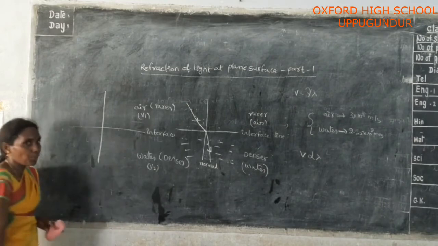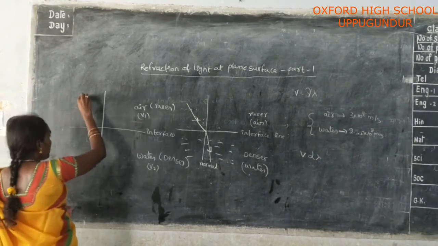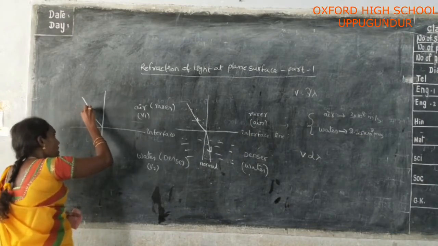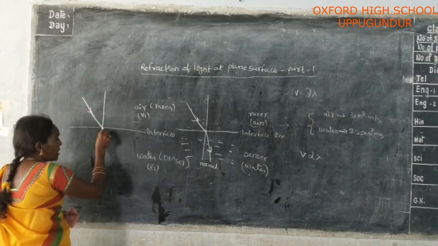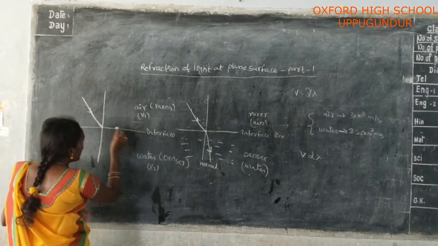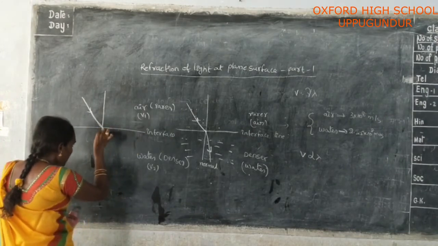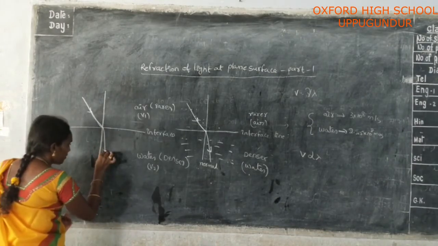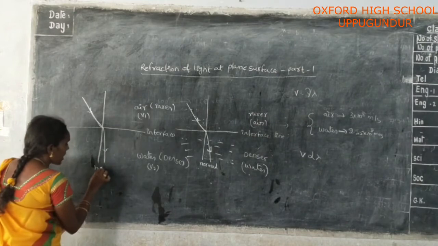When a light ray travels from air to water, that means from rarer to denser, refraction takes place at the interface line. After refraction, the refracted ray bends towards the normal. This is the refracted ray and this is the normal.